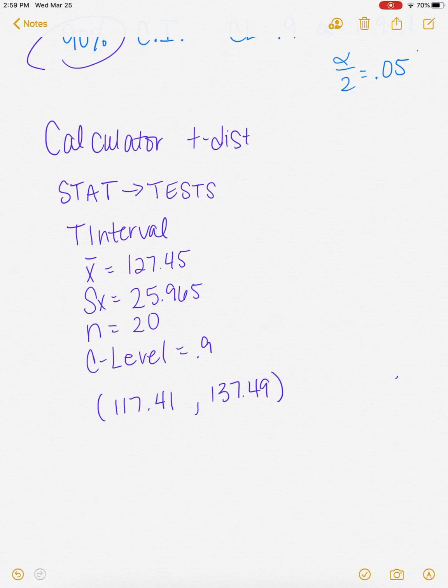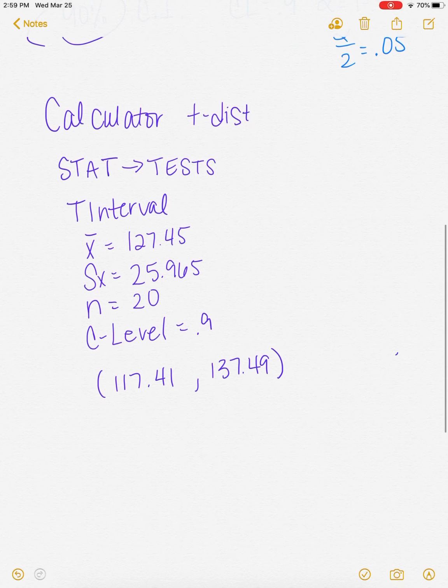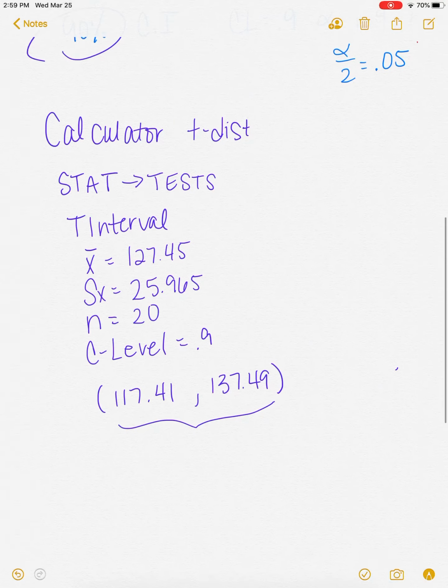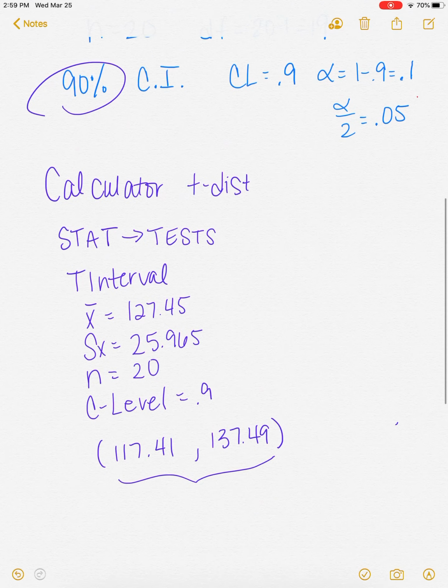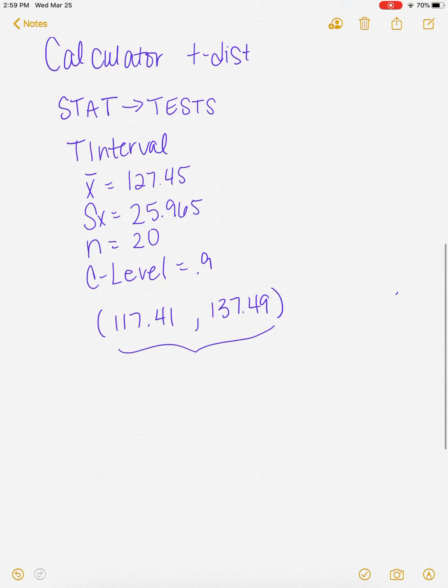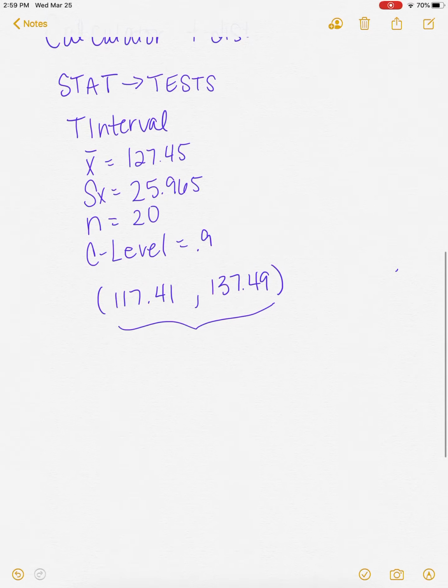So we can say that we are 90% confident that our mean falls in this interval based on our sample. Even though we had a small sample size, we are 90% confident that our true mean falls in this interval right here.